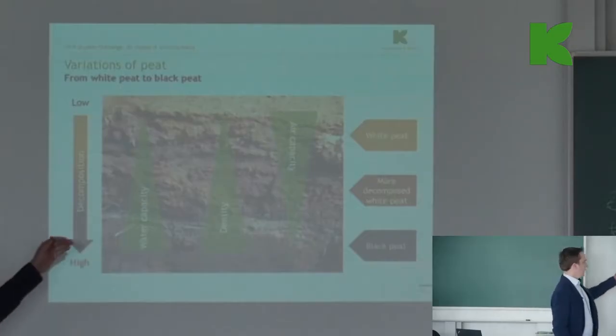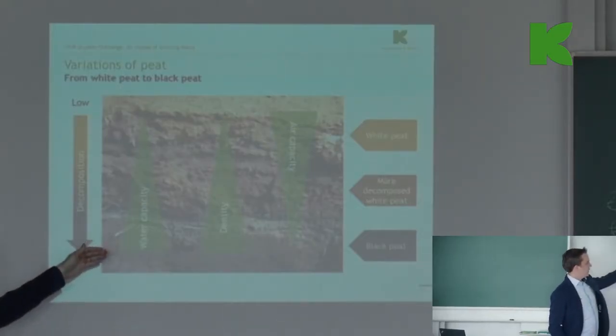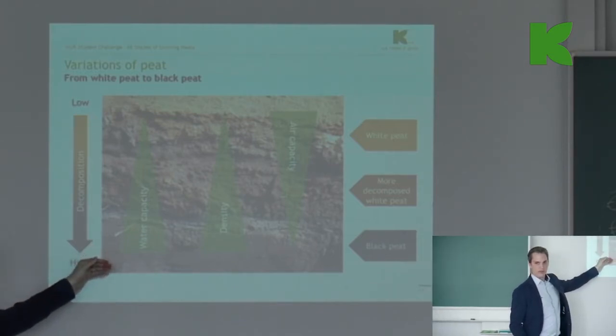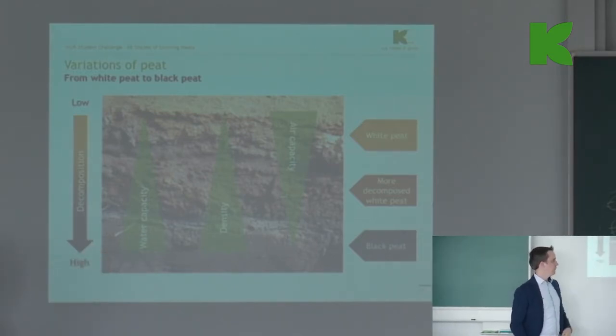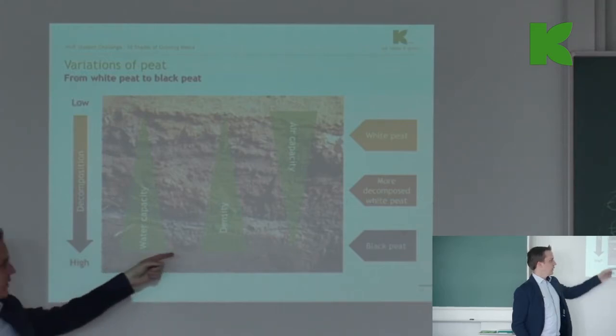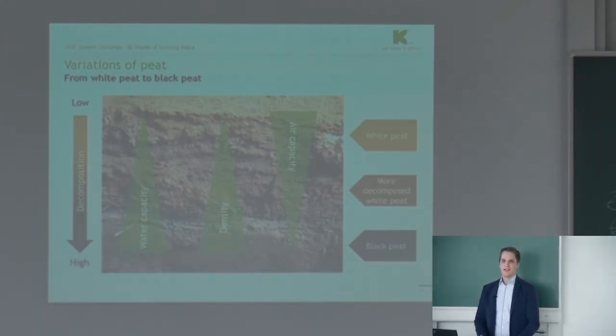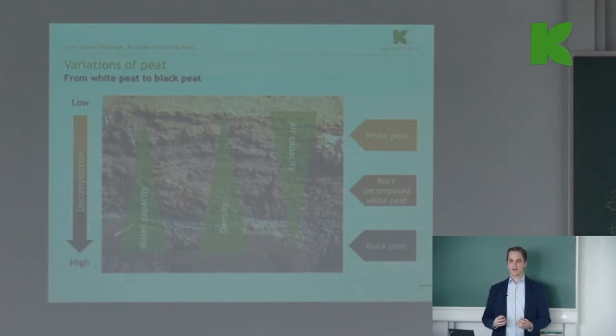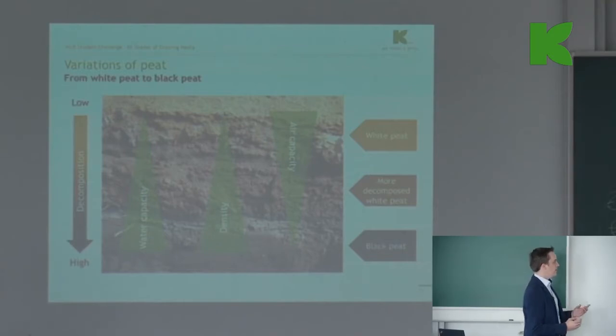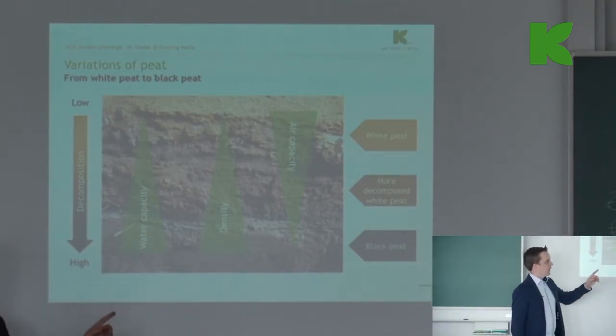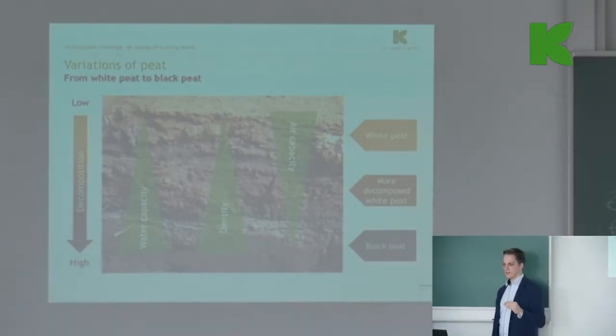Water capacity. The more decomposed the peat is, the higher the water capacity is. As you can see here, black peat has a very high water capacity. It's also more dense because it's more decomposed. It's on the lowest layer. It's compacted, so that's why it has a very high density. In turn, that means at the same time that the air capacity is much higher for white peat.